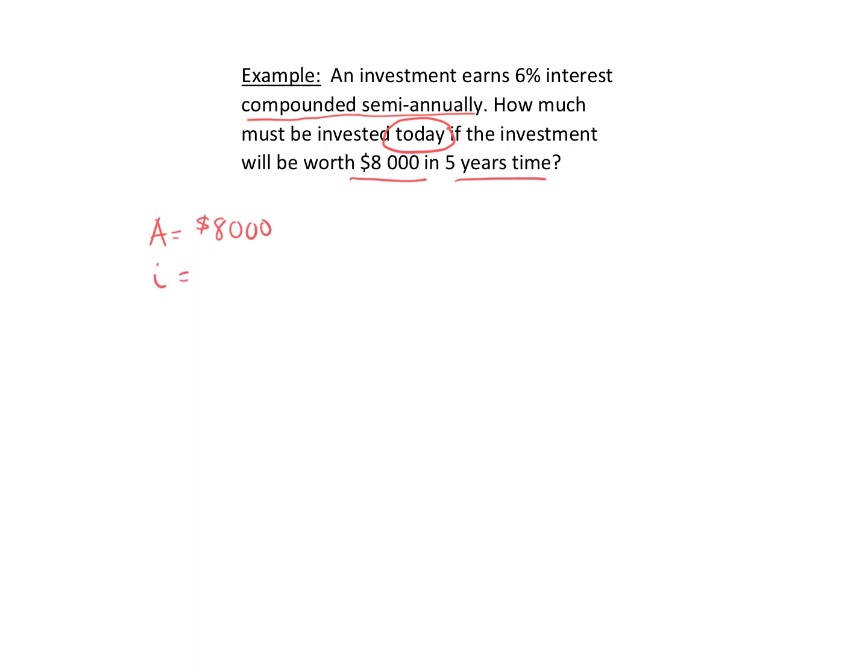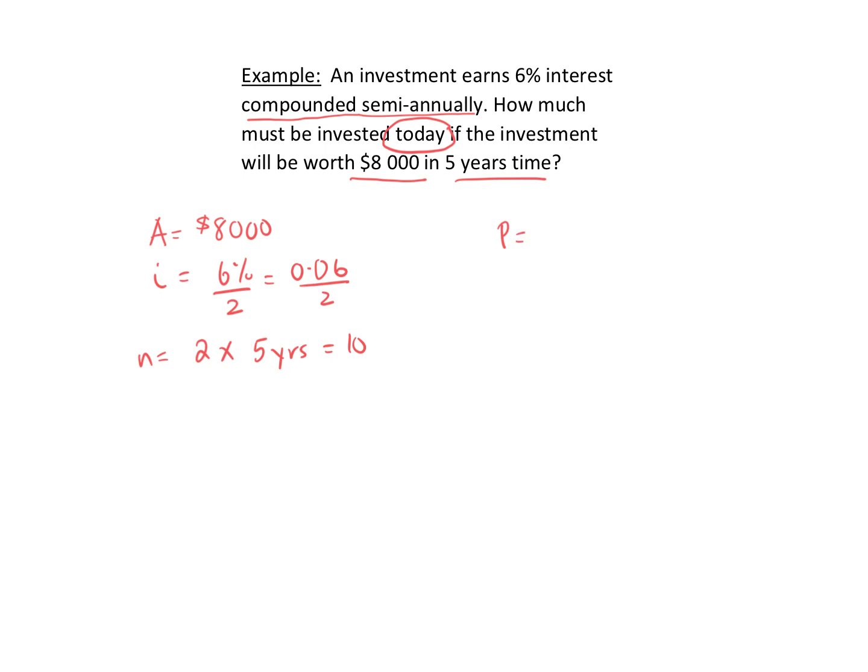The interest rate is going to be 6%. That's going to be compounded semi-annually. So our 6% will be divided by 2. And then n is the total number of compounding periods. So it's semi-annually, which is twice a year, and we're doing this for 5 years. So n is going to be 10.